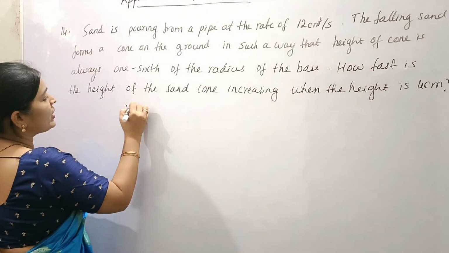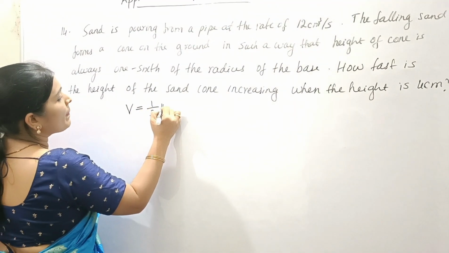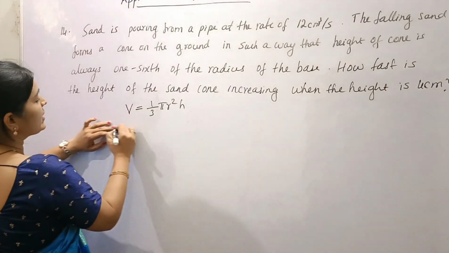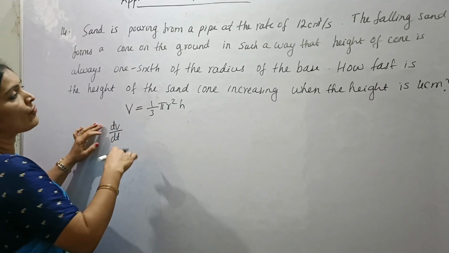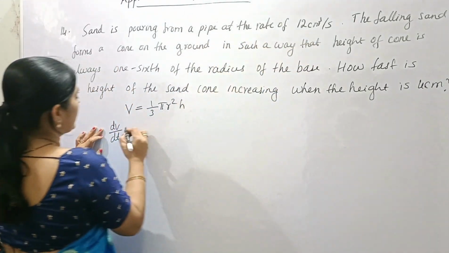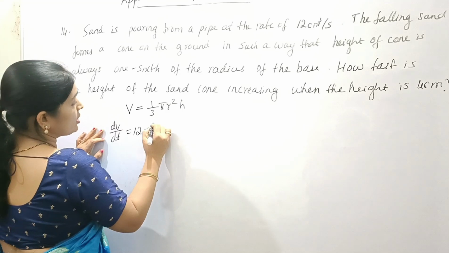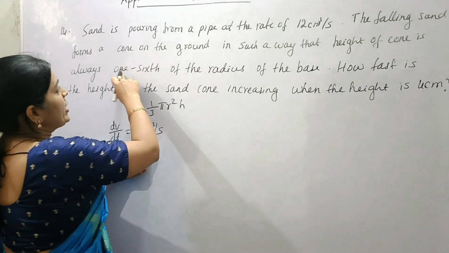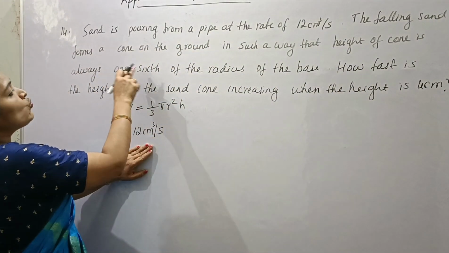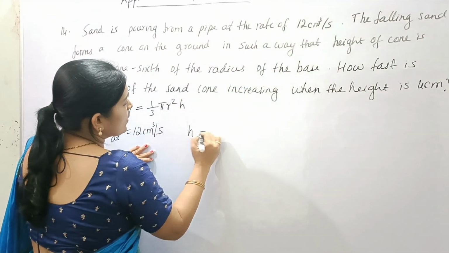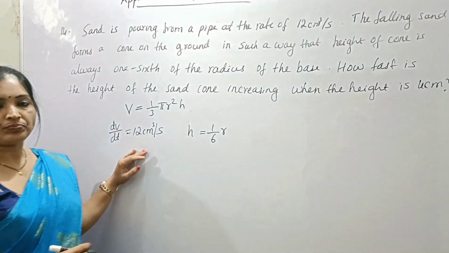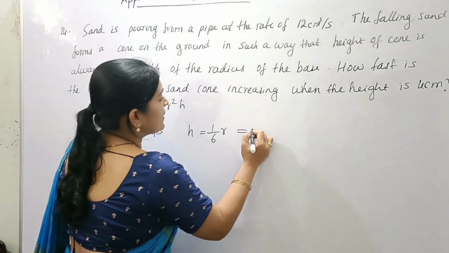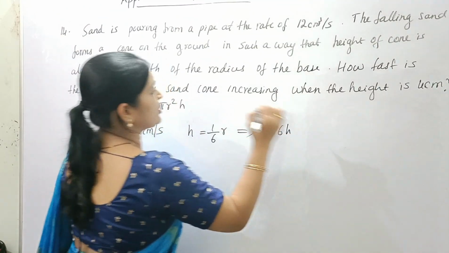So what is the formula? V is equal to 1/3 π r² h. What is given? dV/dt, the rate of change of volume with respect to time, is equal to 12 cm³ per second, since it is volume. The next condition is that the height of the cone is always 1/6 of the radius. So h is equal to 1/6 r, with height h and radius r. That implies r is equal to 6h.